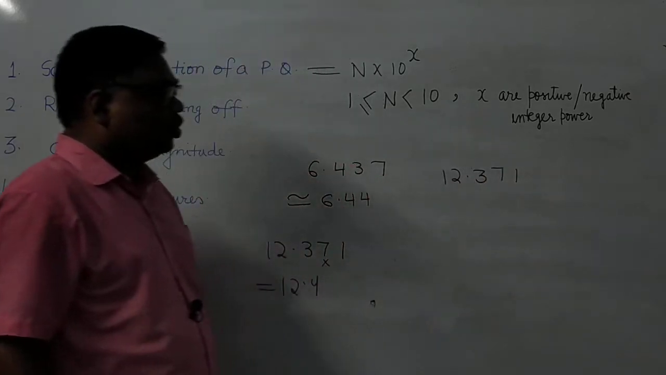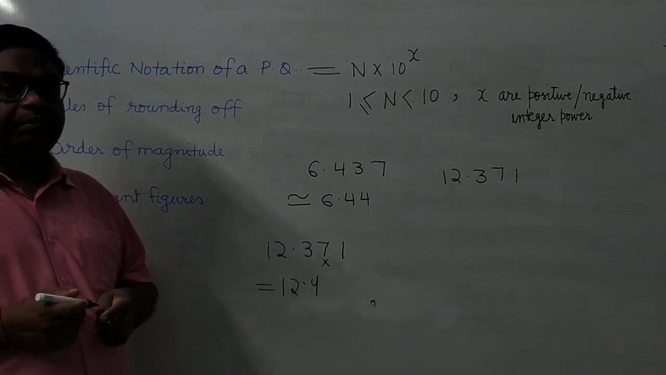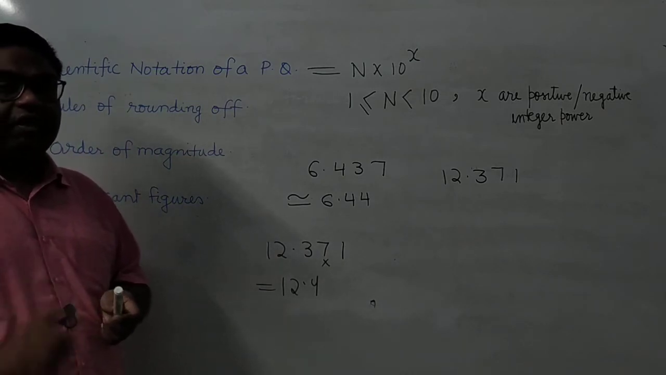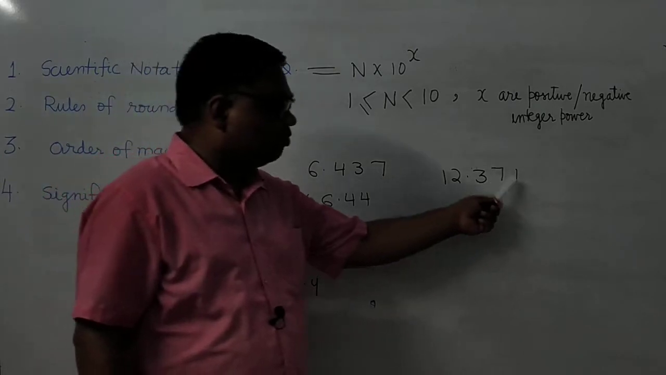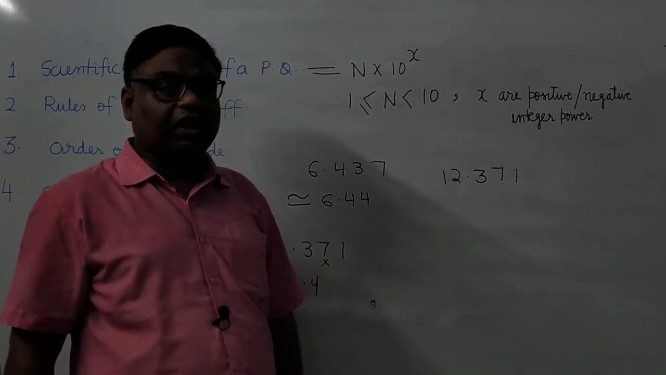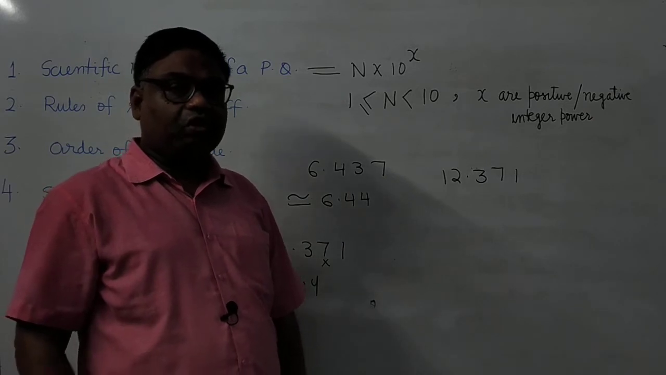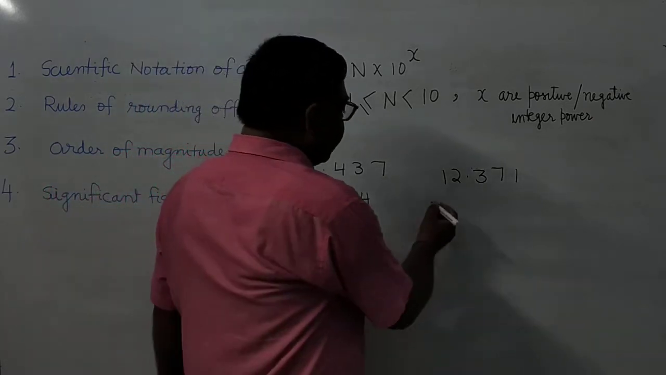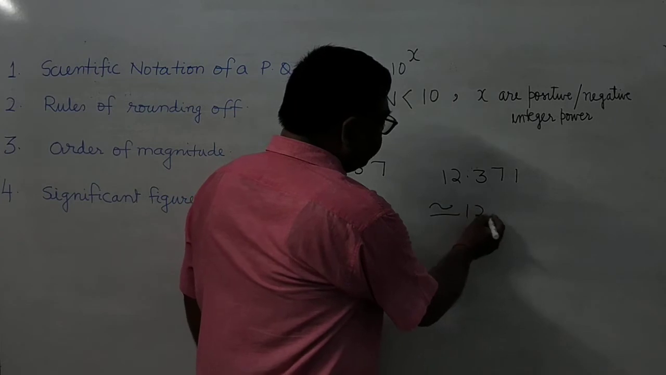12.371. Suppose you have to round off up to 2 decimal places. So you will see the third place. Third place is 1. It is smaller than 5, therefore it will be dropped as it is without making any change. So it will be 12.37.